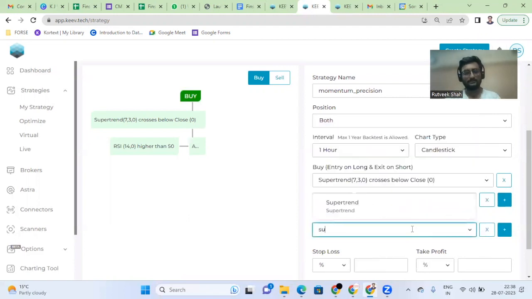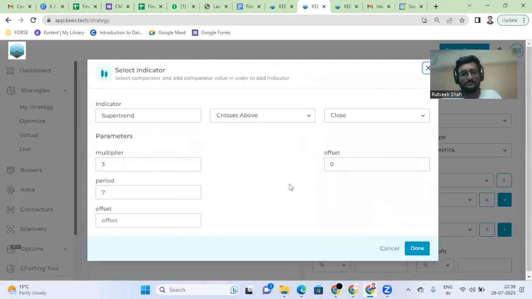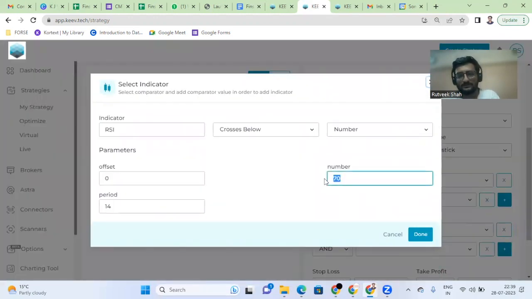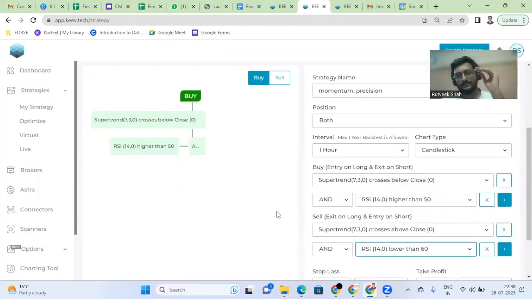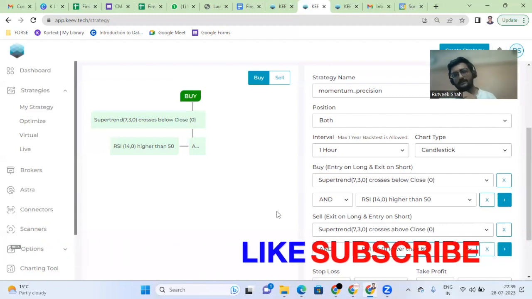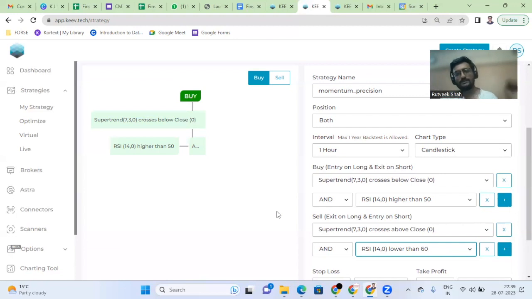So for sell also, we'll use both the same indicators, super trend and RSI. RSI crosses below, let's say 60. So it is important to note that we are not adding RSI crosses above or crosses below. Rather, we are putting RSI higher than or lower than, because RSI is a secondary indicator, that is a confirming indicator. The first one, the super trend, will give us a trend signal, and RSI will give us a momentum signal. So the primary indicator here is the super trend, and the confirming indicator here is the RSI. So the point is we get exposure to both the views, that is the momentum view and the trend view.